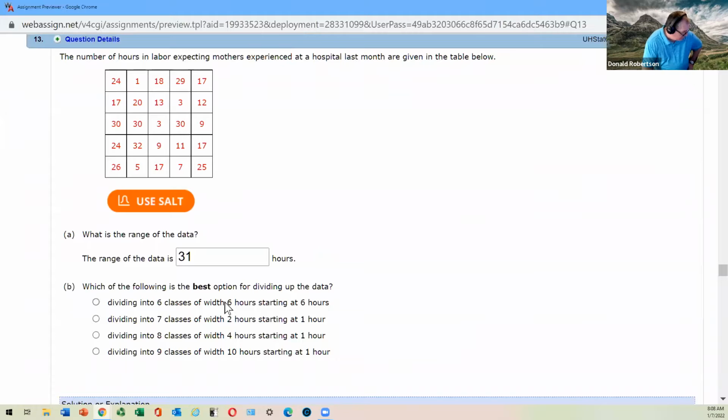So the width is 6. The one I chose was this one, the width of 2. If I'd done 4 and 10, they too wouldn't do quite as good. You might say, why that one, I didn't even bother trying. Do you notice what's wrong with the first choice? I wouldn't even bother trying it on that diagram. What's wrong with it? Why are groups of 6 starting at 6 hours a bad idea?